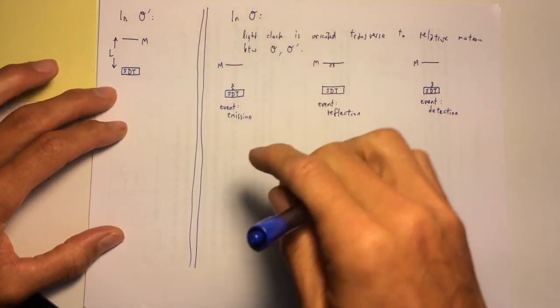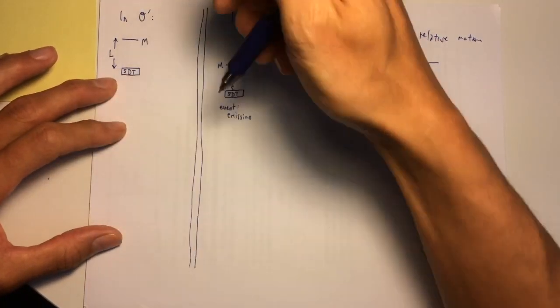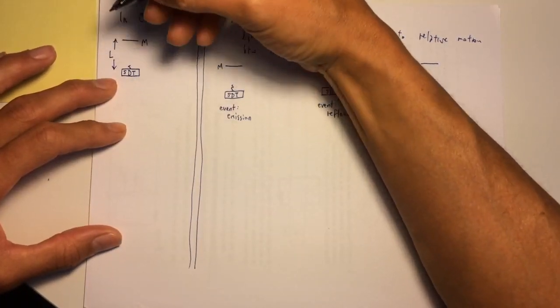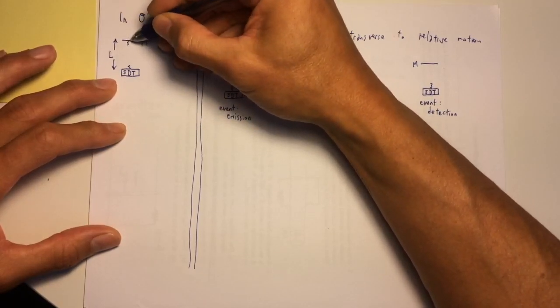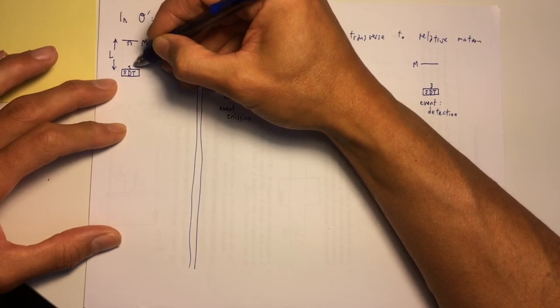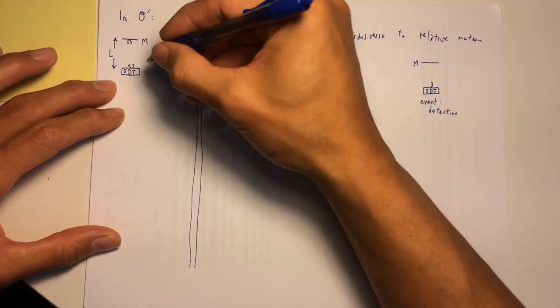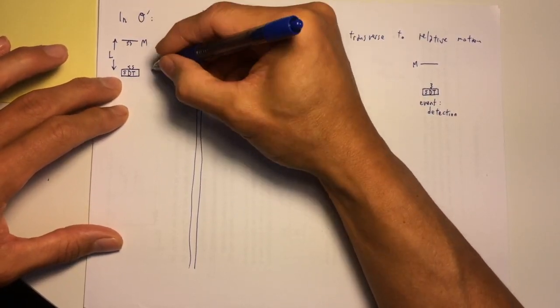So here, in O prime, it's quite simple. You have an emission, a reflection, and a detection, right? So the emission and the detection happen at the same place.